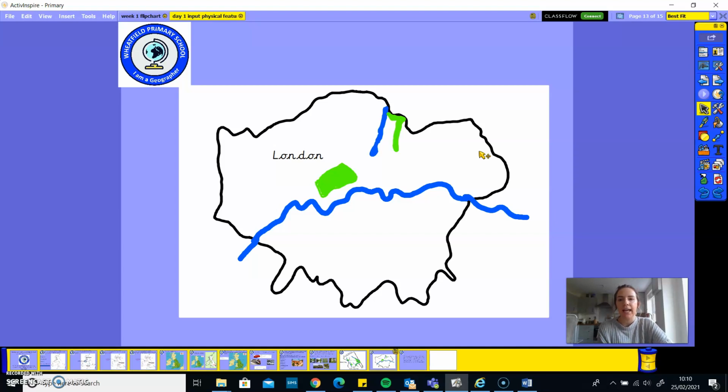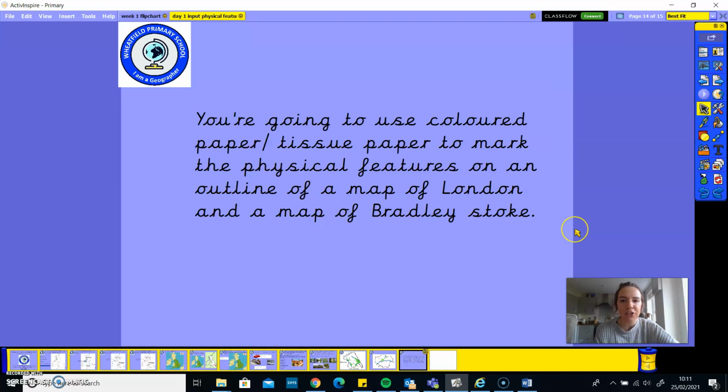So your job today, I have put both physical features maps onto a sheet of paper for you to print out. If you don't want to print it out, you could draw an outline. I would like you to use tissue paper or coloured paper to mark the physical features on an outline of a map of London and of Bradley Stoke.